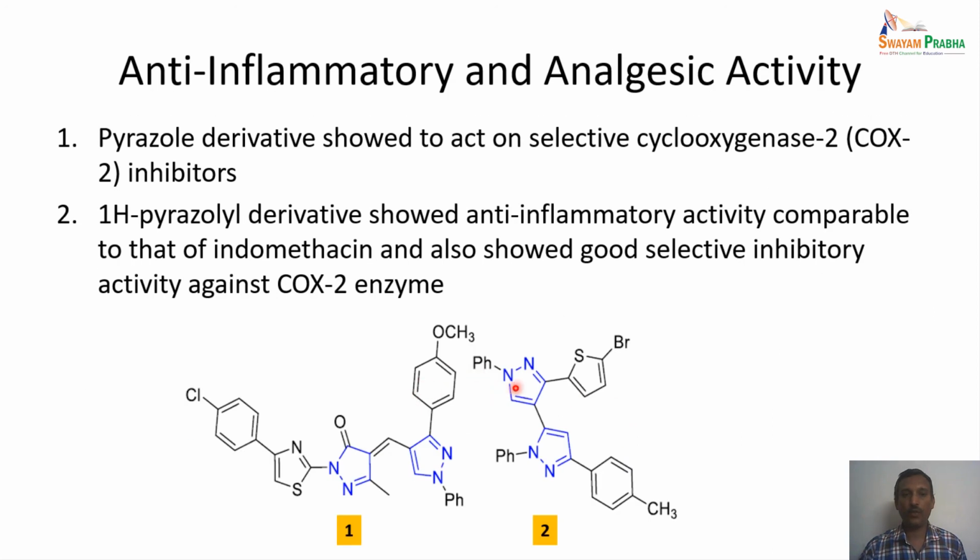And we have another two different derivatives. Here, these act selectively as COX-2 inhibitors, that is, anti-inflammatory and analgesic activity is shown by these compounds. And there is compound 2 as shown here. This is a 1H pyrazolyl derivative. It shows very high anti-inflammatory activity compared to that of indomethacin, which is a standard drug employed. And it also shows a very good selective inhibitory activity against COX-2 enzymes.